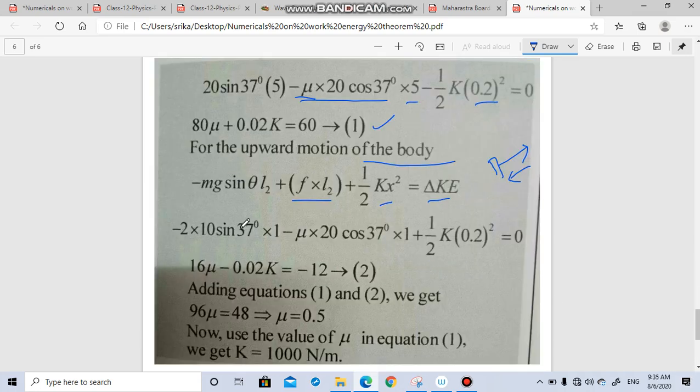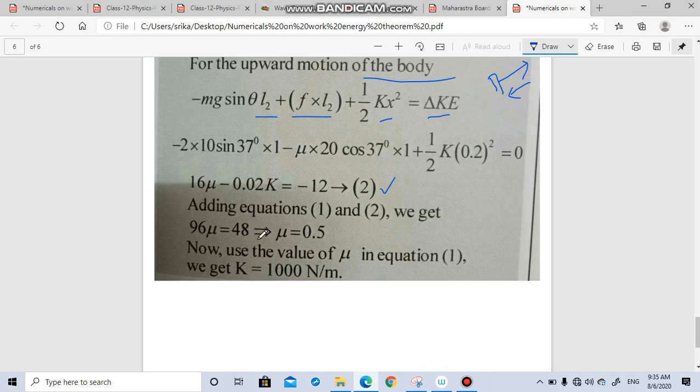Here again every value is known. You know the angle, you know L2, and m will cancel out. Same thing, again you will get another equation in mu and k. You need to solve these two equations, then you will get the value of mu and the value of k. So equation number 2 is this.